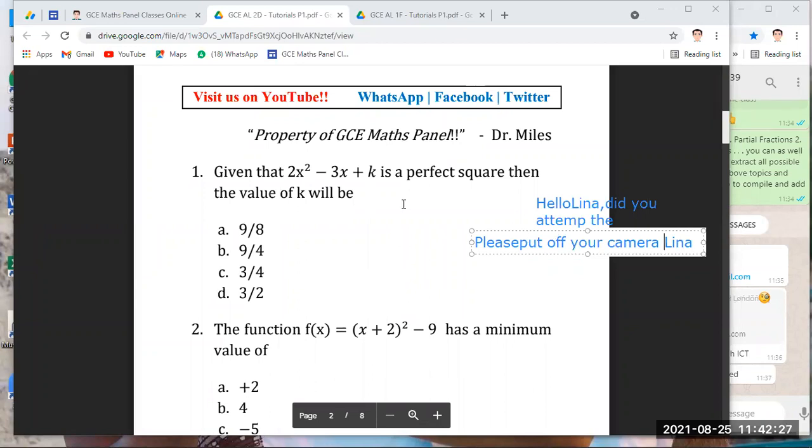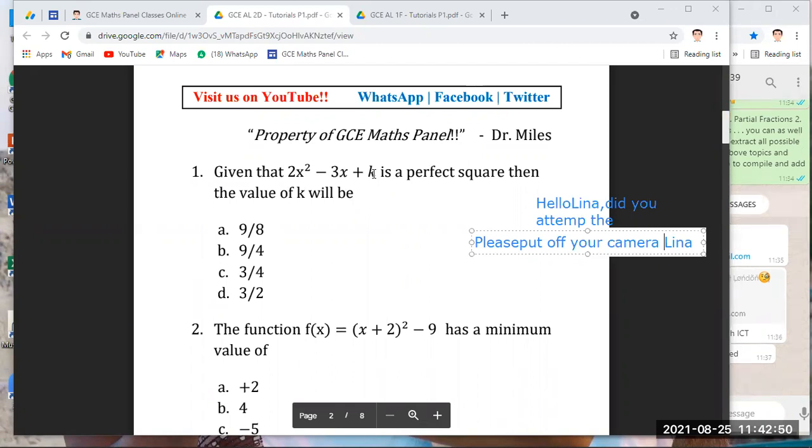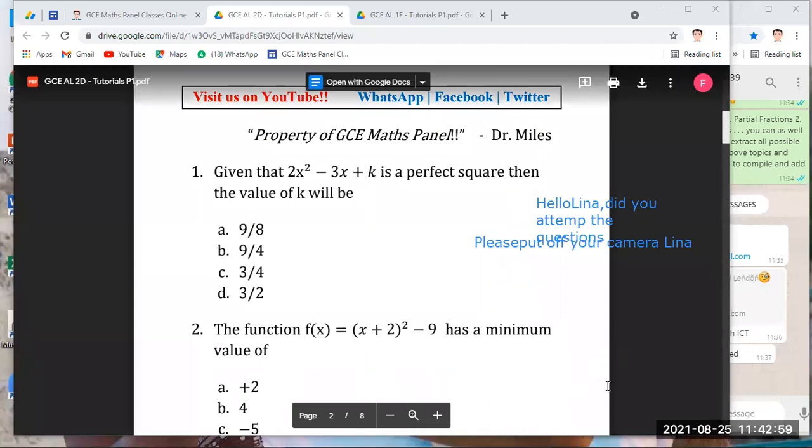All right, so let's take this first question. Given that 2x squared minus 3x plus k is a perfect square, then the value of k will be... if this is a perfect square, what would be the value of k? So I had a problem with this question. So if this is a perfect square, this is what we will do to have the value of k.